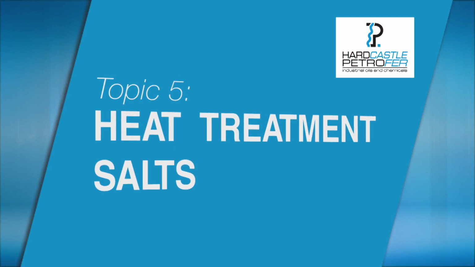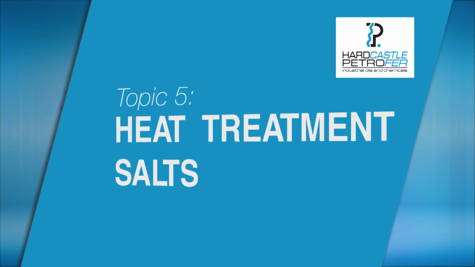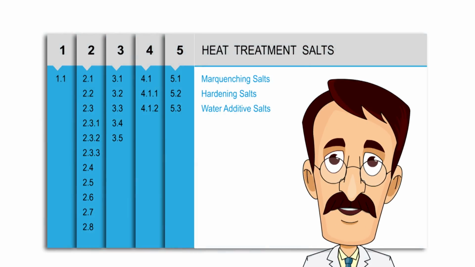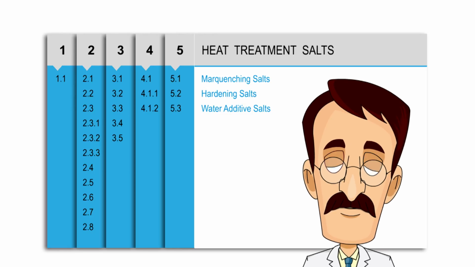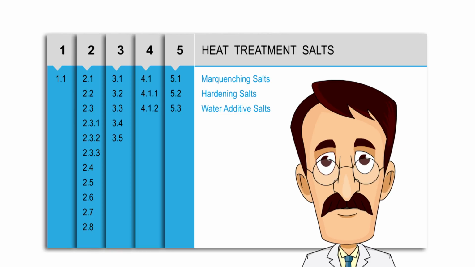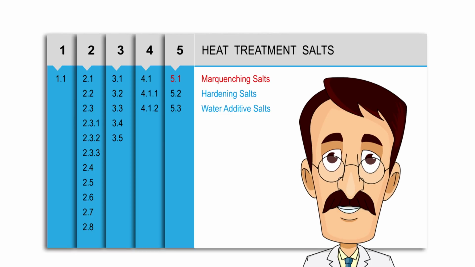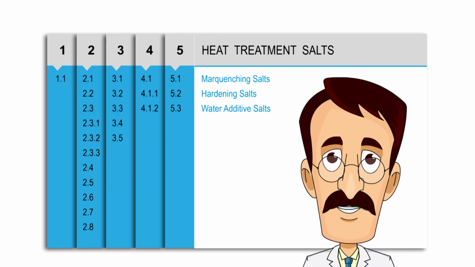Going ahead with the tutorials, let's proceed with the last chapter, Heat Treatment Salts. We will now cover the final topic of discussions, heat treatment salts. These are broadly classified based on their usage, such as austenizing, quenching, and tempering. We can offer the following salts: mark quenching salts, hardening salts, water additive salts. We will now take up the first type.